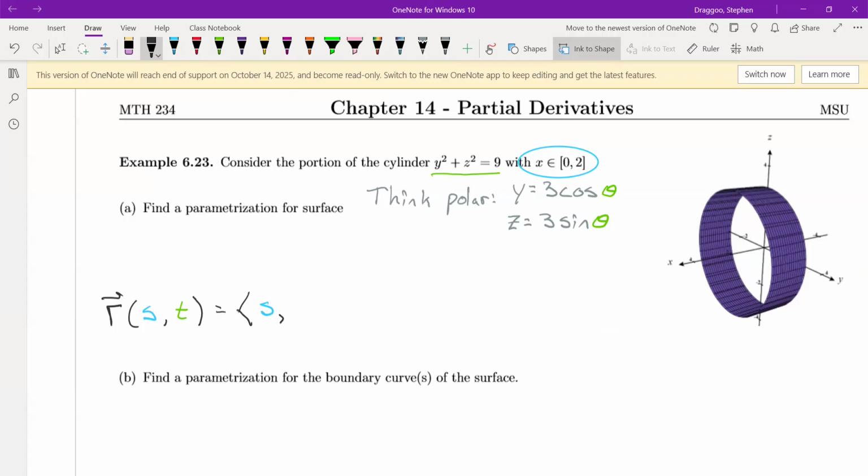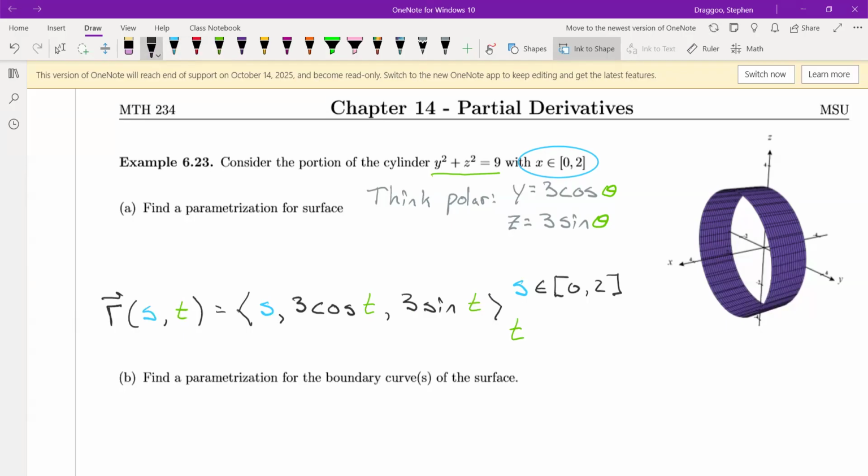And then I came up with my two parameterizations for y and z. 3 cosine t for y and 3 sine t for z. Again, I'll be using t instead of theta. But again, my parameterization is not complete until I give it bounds. So s, because it's just the x surrogate, is between 0 and 2. I was just told that in the problem. It's also that thing that's highlighted in blue at the top of the screen.